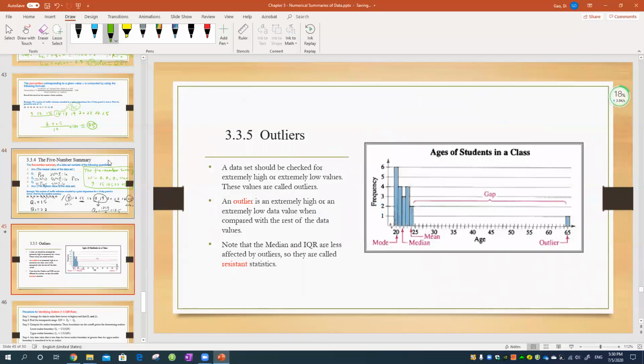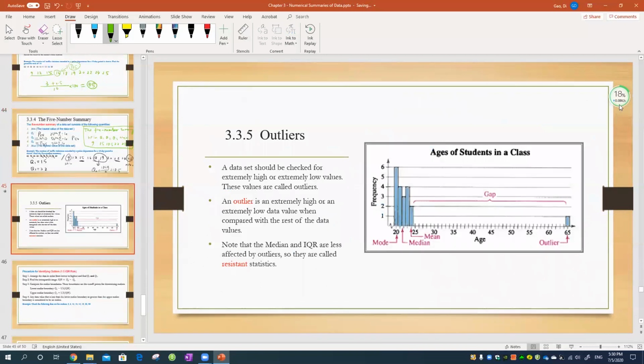And then part 5, let's talk about part 5, outliers. So an outlier is an extremely high or an extremely low data value when compared with the rest of the data values. And for a data set, you should always check for outliers, because an outlier can stand far away from the majority of the group, and sometimes it might be because of a typo or some other error made when you record the data set.